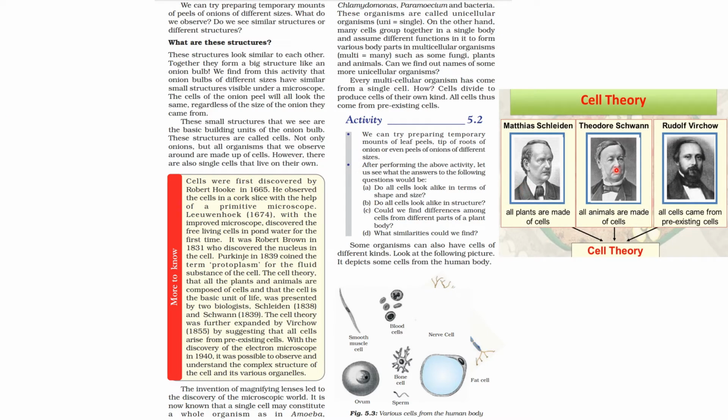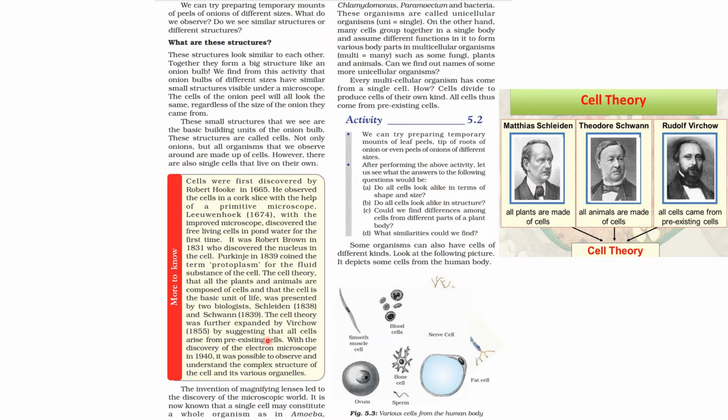Cell theory, Schwann. The cell theory, that all plants and animals are composed of cells and that the cell is the basic unit of life, was presented by the two biologists, Schleiden and Schwann, in 1838 and 1839. Schwann: all plants are made of cells. Schwann: all animals are made of cells.